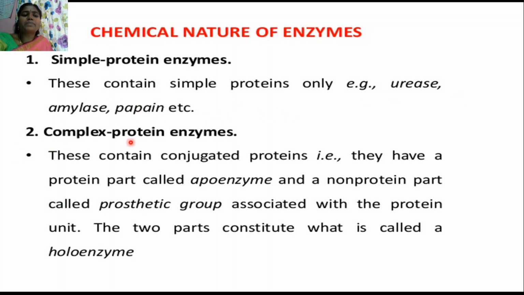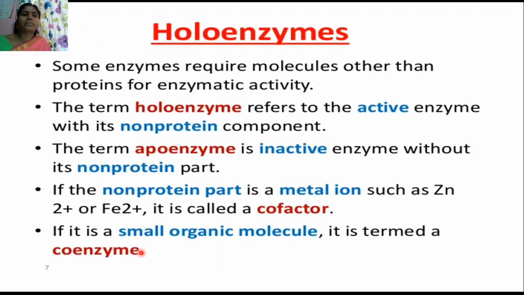Complex protein enzymes contain conjugated proteins, that have the protein part called apoenzyme and the non-protein part called prosthetic group associated with a protein unit. These two parts constitute what is known as holoenzyme. The term holoenzyme refers to the active enzyme with its non-protein component. The term apoenzyme is an inactive enzyme without its non-protein part.